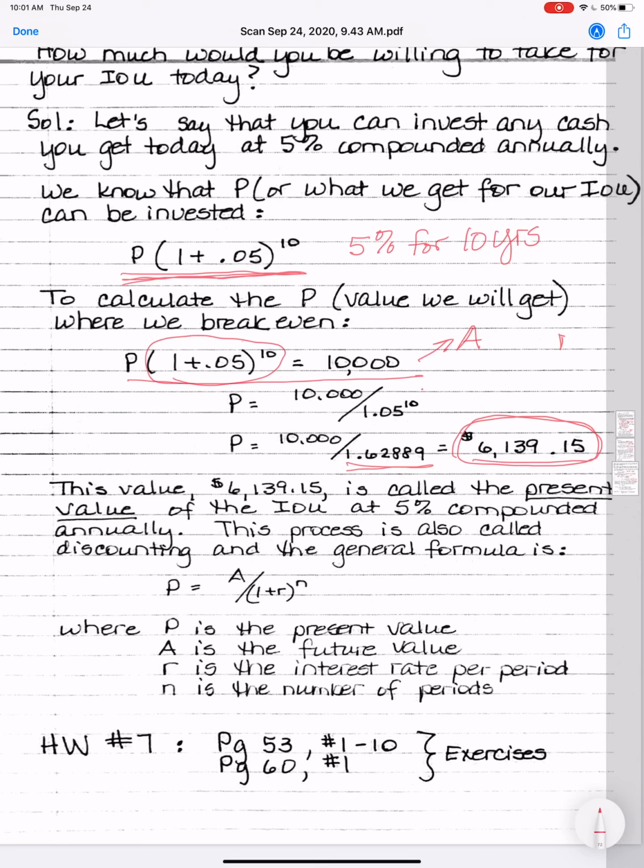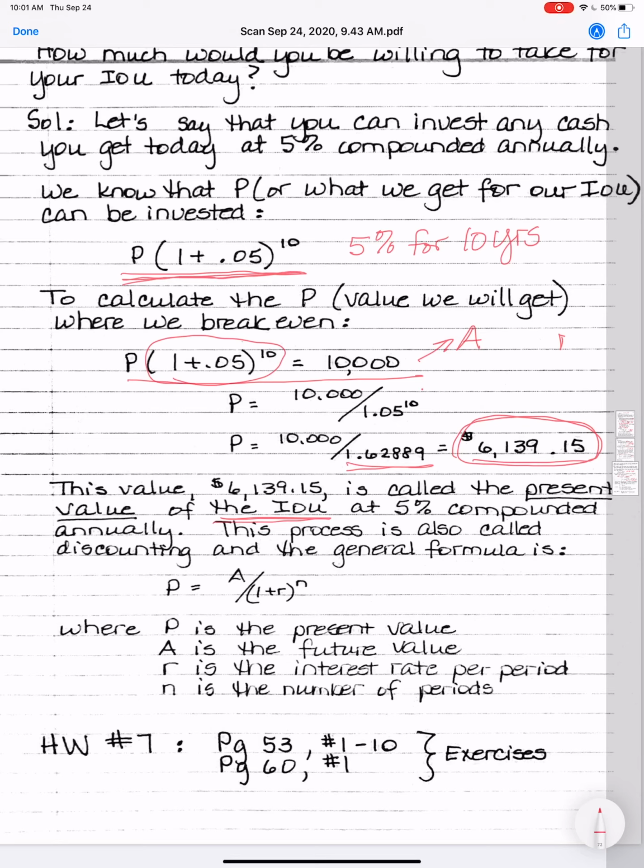So this number is called the present value. And we just said of an IOU, it could be anything. It could be a bond. It could be a gift annuity that you received that you're able to have the cash value in 5 years or 10 years or anything like that.